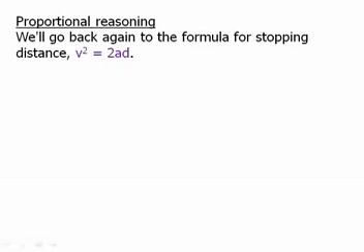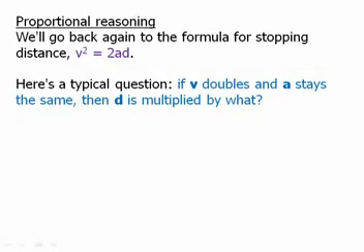Now we can talk about proportional reasoning questions. We'll go back to that same formula for the stopping distance, v squared equals 2ad. Here's a typical question. If v doubles and a stays the same, then d is multiplied by what? The test loves this kind of question where some of the quantities are multiplied by something, doubled, or halved, and then what happens to this other quantity? They love this. So how do we approach this?